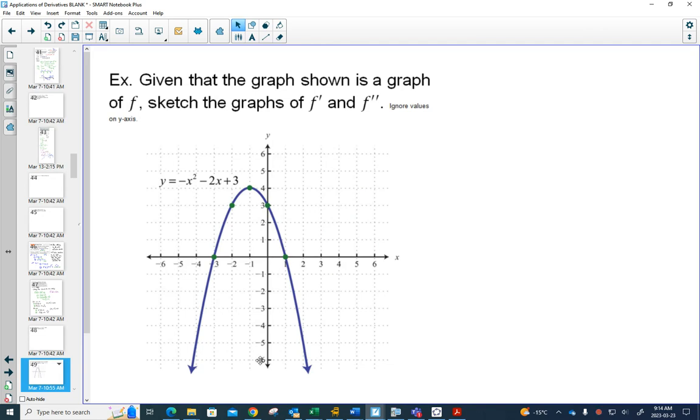Now, to make your brain go somewhere else. Now we're just going to be thinking theoretically about graphs and the derivatives and the second derivative and working in both directions, but not given an equation.